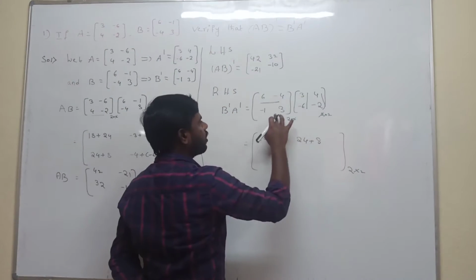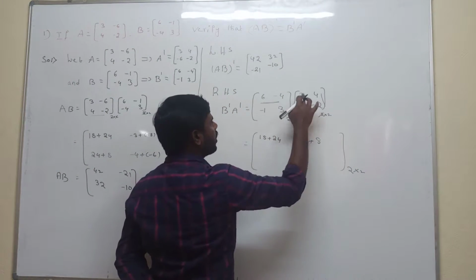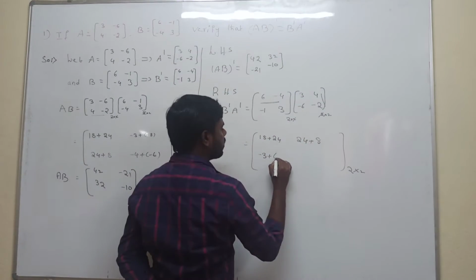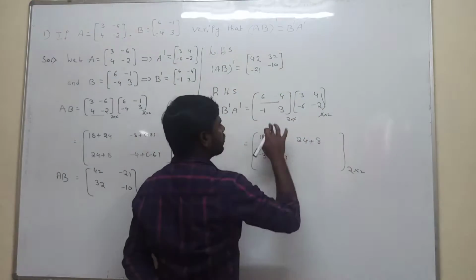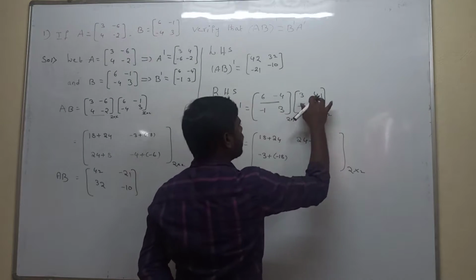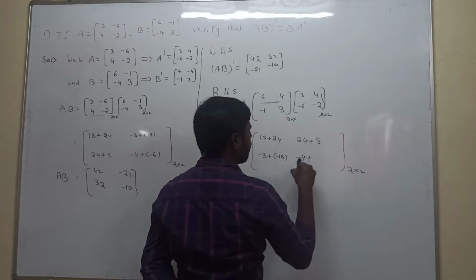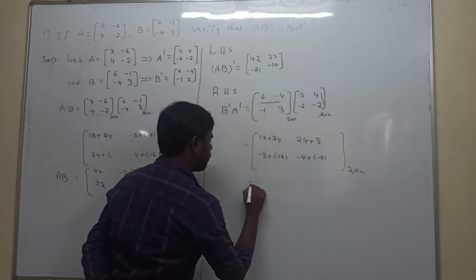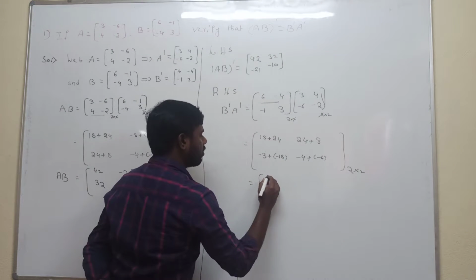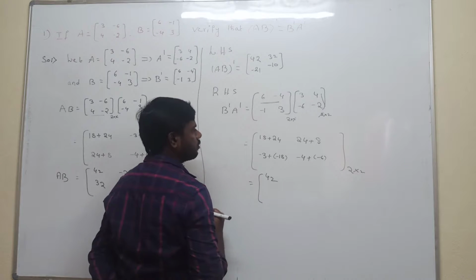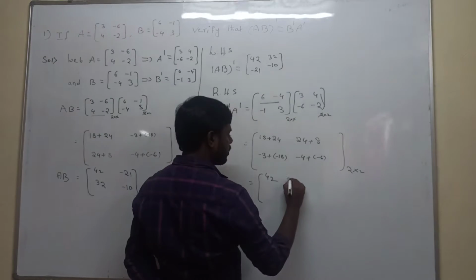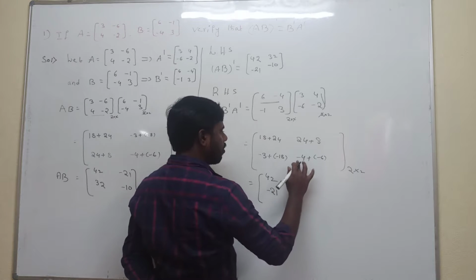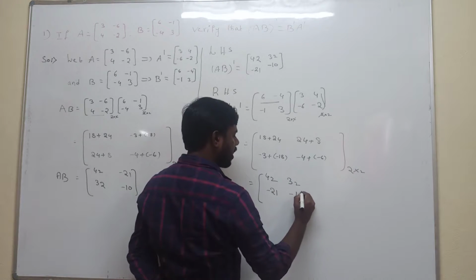Next, second row, first column: minus 1 into 3 is minus 3, plus 3 into minus 6 is minus 18. Next, second row, second column: minus 1 into 4 is minus 4, plus 3 into minus 2 is minus 6. Now simplify the values. 18 plus 24 is 42. 24 plus 8 is 32. Minus 3 minus 18 is minus 21. Minus 4 minus 6 is minus 10.